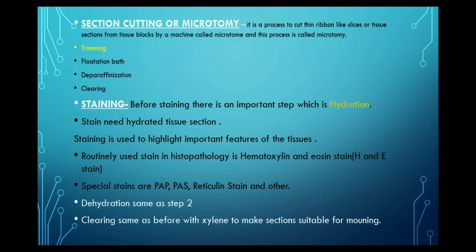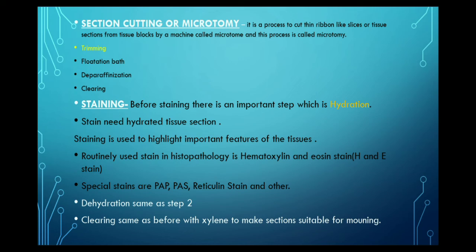So staining is used to highlight important features of the tissues. Mainly H&E staining is routinely used in the histopathology lab, which means hematoxylin and eosin stain, because hematoxylin is a basic dye, so it imparts blue color to the nuclei, and eosin is an acidic dye which stains the cytoplasm pink. There are some special stains also in histopathology, such as PAP stain, PAS stain, reticulin stain, and others.